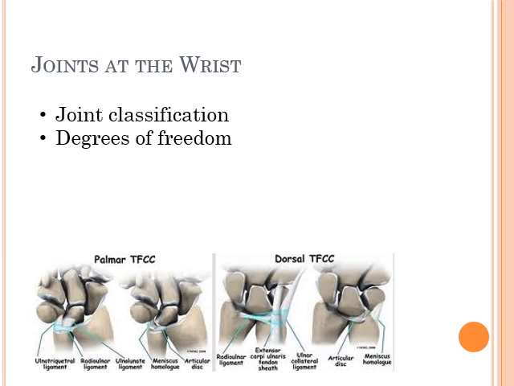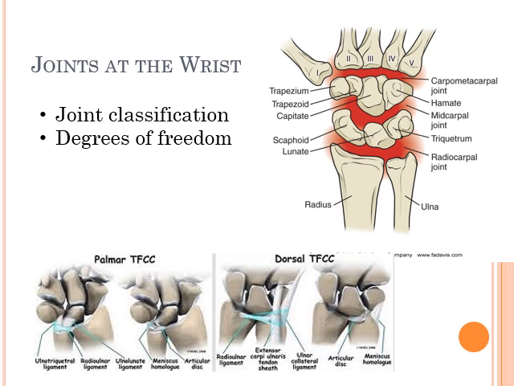As we look at the joints at the wrist and what type of joint classification we have here: the wrist, or the radiocarpal joint, is an ellipsoidal joint. You can see that here in the picture. Here's your radiocarpal joint, and you can see that ellipsoidal shape to it. It has 2 degrees of freedom of movement, so the wrist can flex and extend, and it can ulnarly and radially deviate, or adduct and abduct.